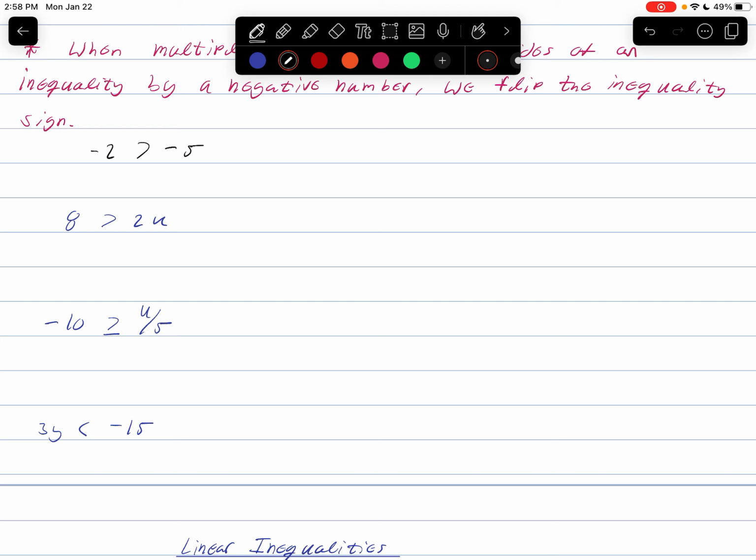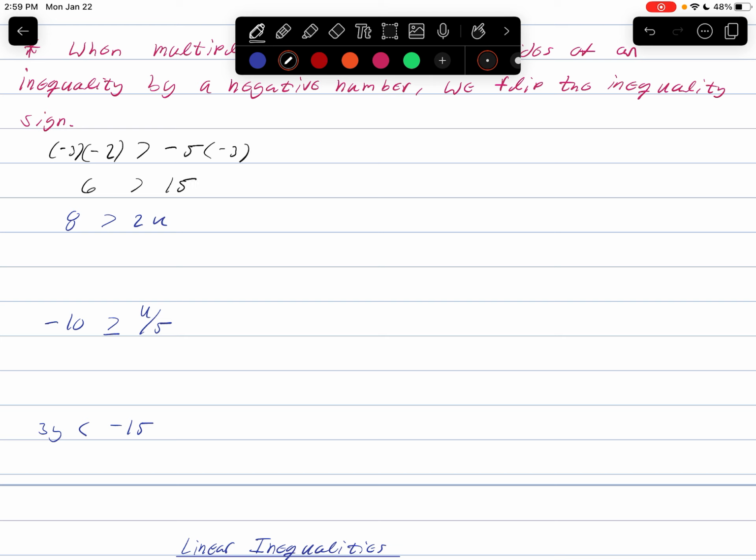Let's do the same thing. Let's multiply the left-hand side by negative 3 and the right-hand side by negative 3. We're multiplying by a negative number. Negative 3 times negative 2 gives us positive 6, since those negative signs cancel out. On the right-hand side, we have positive 15, because again those negative signs canceled out.